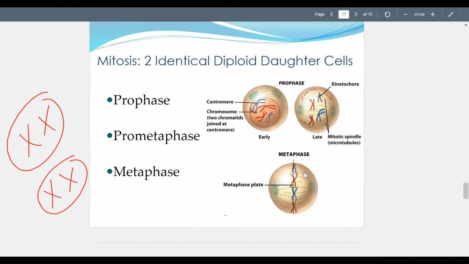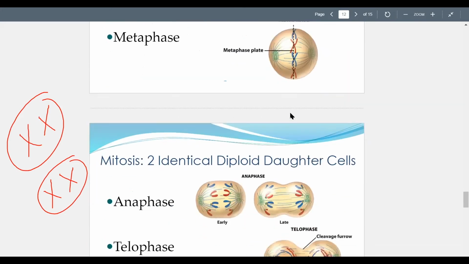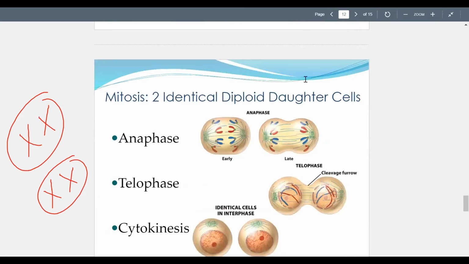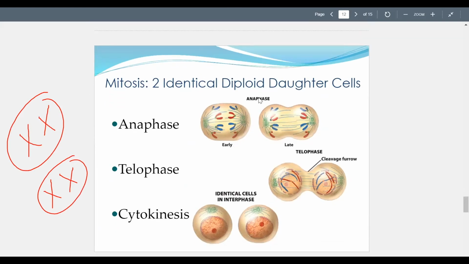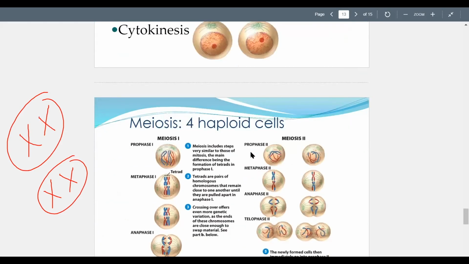And then metaphase is when chromosomes are aligned, courtesy of the mitotic spindles. Anaphase is like breaking apart; the chromosomes are pulled to opposite ends of the cell. Telophase is when the nuclear envelope reforms. You see this red stuff, that's the nuclear envelope. And then cytokinesis is when the cytoplasm is pinching off, and that produces identical cells in interphase.